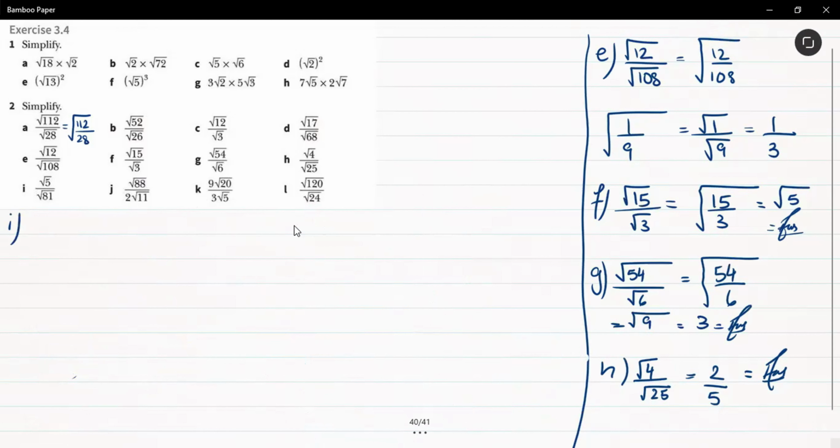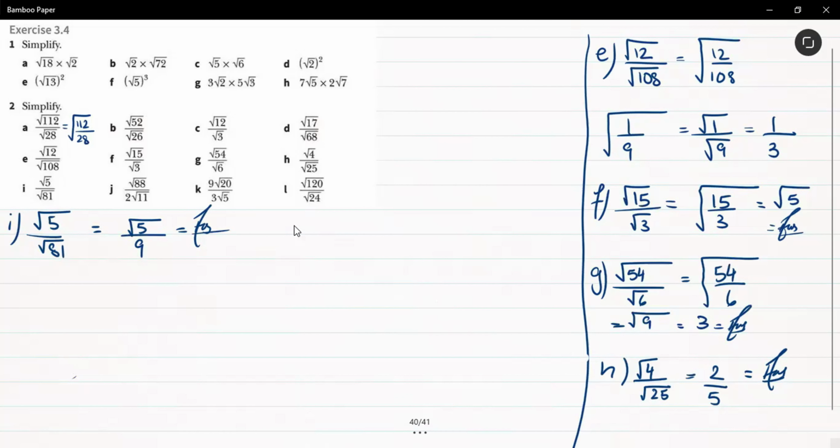For part I, I have under root 5 divided by under root 81. So is under root 81 something? Yeah, 9 squared is equal to 81. So that would be equal to under root 5 divided by 9. And I would say that this is the simplest value you could get. Under root 5 divided by 9.